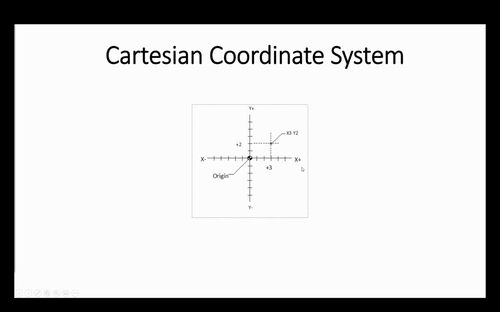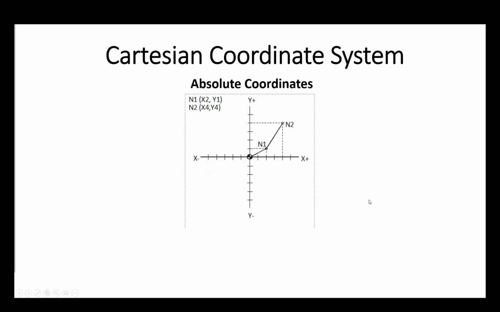Cartesian coordinates may be written in two different ways. One uses the x label, sign, and value. For example, X3, Y2. The other writes coordinates as an ordered pair. Numbers are written in a specific order, x and then y, separated by a comma. For example, 3, 2. If the point is defined in 3D, the coordinate of the z value should follow the y value.